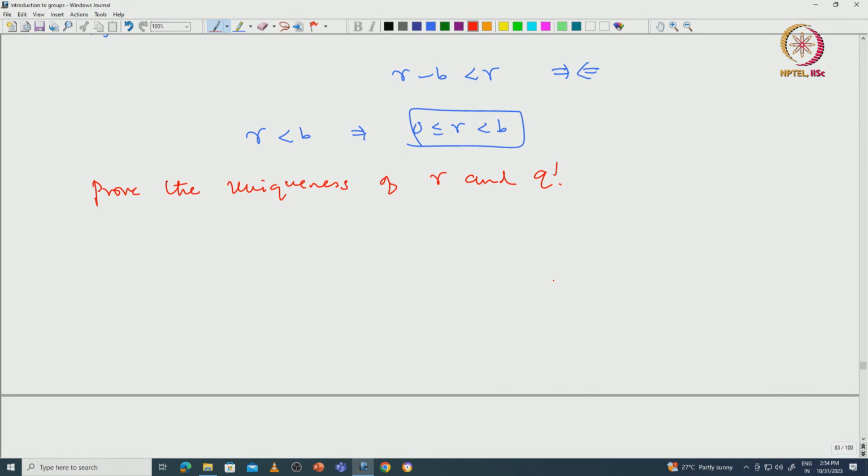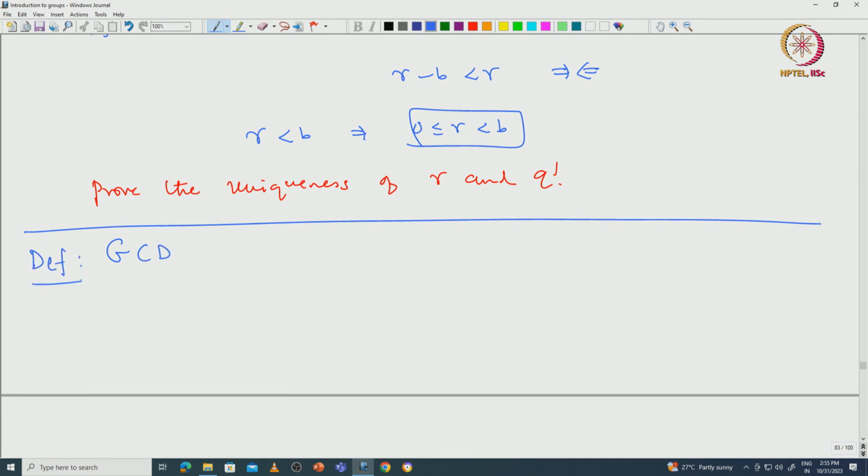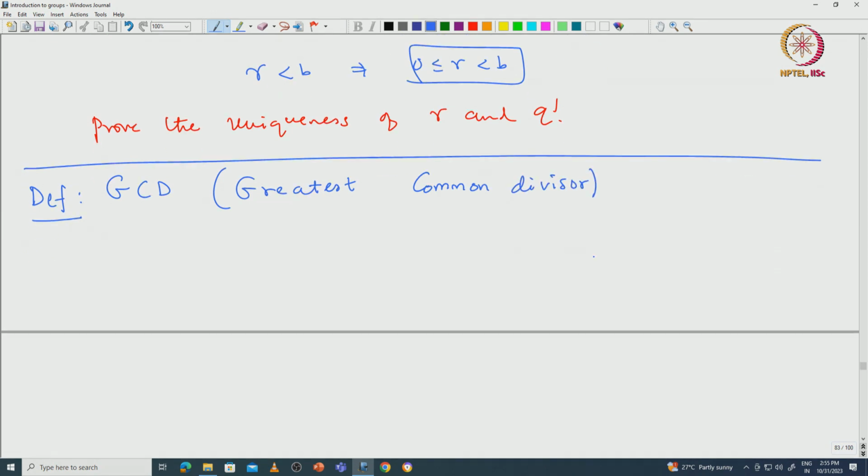This division algorithm is very powerful in order to compute what is called the greatest common divisor. Before actually getting into that algorithm, let us first define what this GCD is. GCD means greatest common divisor. What is the meaning of GCD? You start with two integers, not both of them 0. So, let A, B be integers such that (A, B) is not equal to (0, 0).